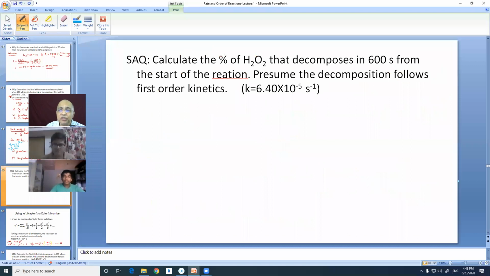So can you just do this now in my presence? Quickly, I'm pausing. Calculate the percentage of H2O2 that decomposes in 600 seconds from the start of the reaction. That decomposes means what has gone, not what remains. We will be getting what remains, so 1 minus that will be what has gone. Presume the decomposition is first order and the rate constant is this.